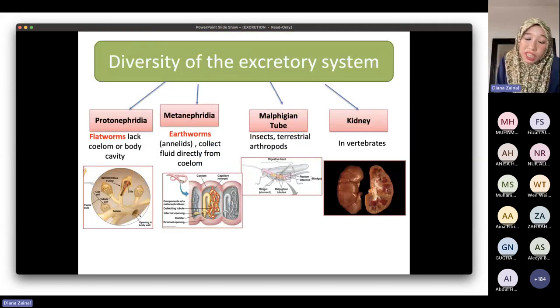Kita tengok yang the excretory system for other organisms. Okay, kita ada protonephridia, kita ada metanephridia, Malpighian tube and also our kidney. So we look at that different kinds of organisms have different kinds of excretory systems. Okay, tak semua haiwan ada macam ni.